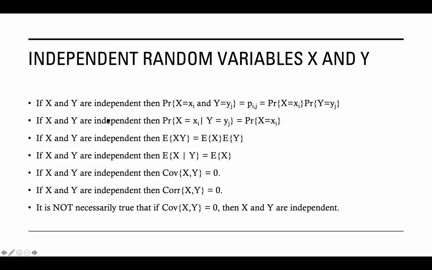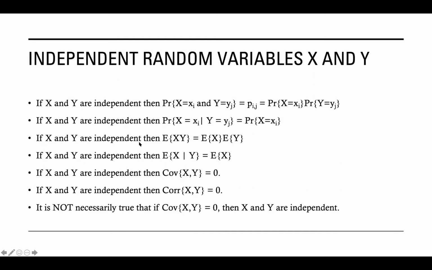Which is another way of saying that the probability that X equals Xi, given that you knew Y was equal to Yj, is just equal to the probability that X equals Xi. So X and Y are independent if the probability that X equals Xi doesn't in any way depend on Y's value, or vice versa. These are the definitions of independence.